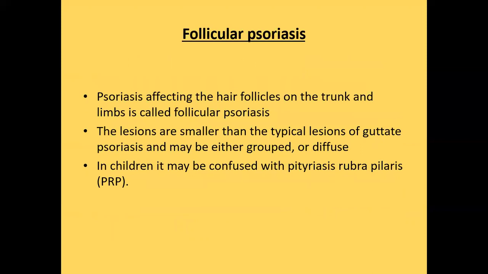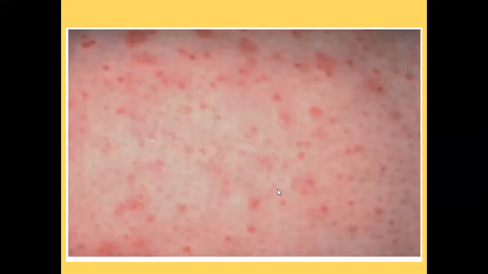Follicular psoriasis. Follicular psoriasis is a subvariety of psoriasis that affects the hair follicles on the trunk and limbs. The lesions of follicular psoriasis are typically smaller than guttate psoriasis and may be either grouped or diffuse. The histology of follicular psoriasis is similar to plaque psoriasis, but it is limited to the hair follicles, which are characterized by plugging of the follicles by parakeratotic scales with associated Munro abscesses. And the follicular epithelium shows spongiform pustule of Kogoj and hyperplasia. These are the follicular psoriasis lesions.